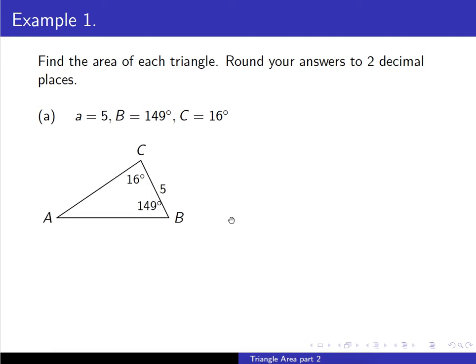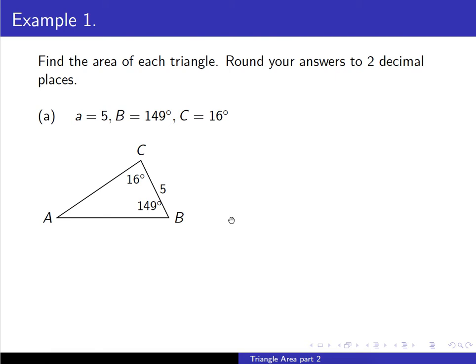When we do that, we have, in this case, an angle side angle triangle, which means we need to get either the length of side B, so we could have 5 and then the length of side B and the 16 degree angle as a side angle side, or the length of side C at the bottom of the triangle, so we can use that, the 5 and the 149 degree angle. It doesn't matter which one we get, we just have to pick one.